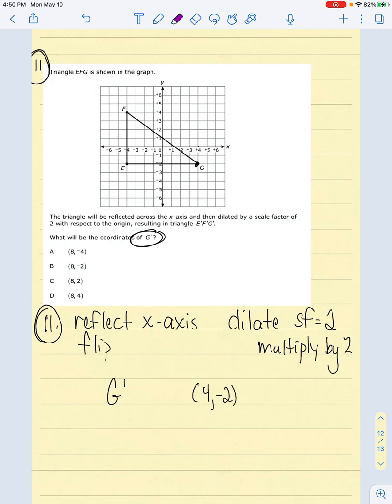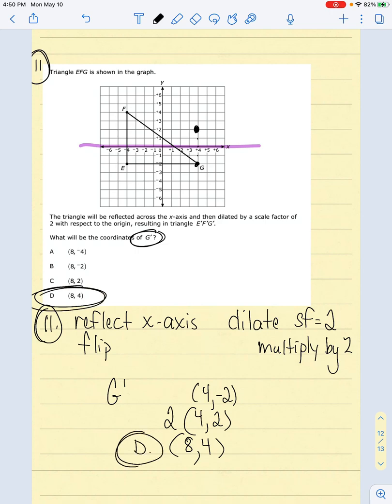The first thing I want to do is flip across the x-axis. So to start with, I notice that G is down 2, so I want to make it go up 2. So that's my first move. And my new coordinates are at 4, 2. Then to dilate by a scale factor of 2 just means I multiply all those numbers by 2. 2 times 4 is 8, and 2 times 2 is 4. So my new coordinates will be 8, 4, which is choice D.